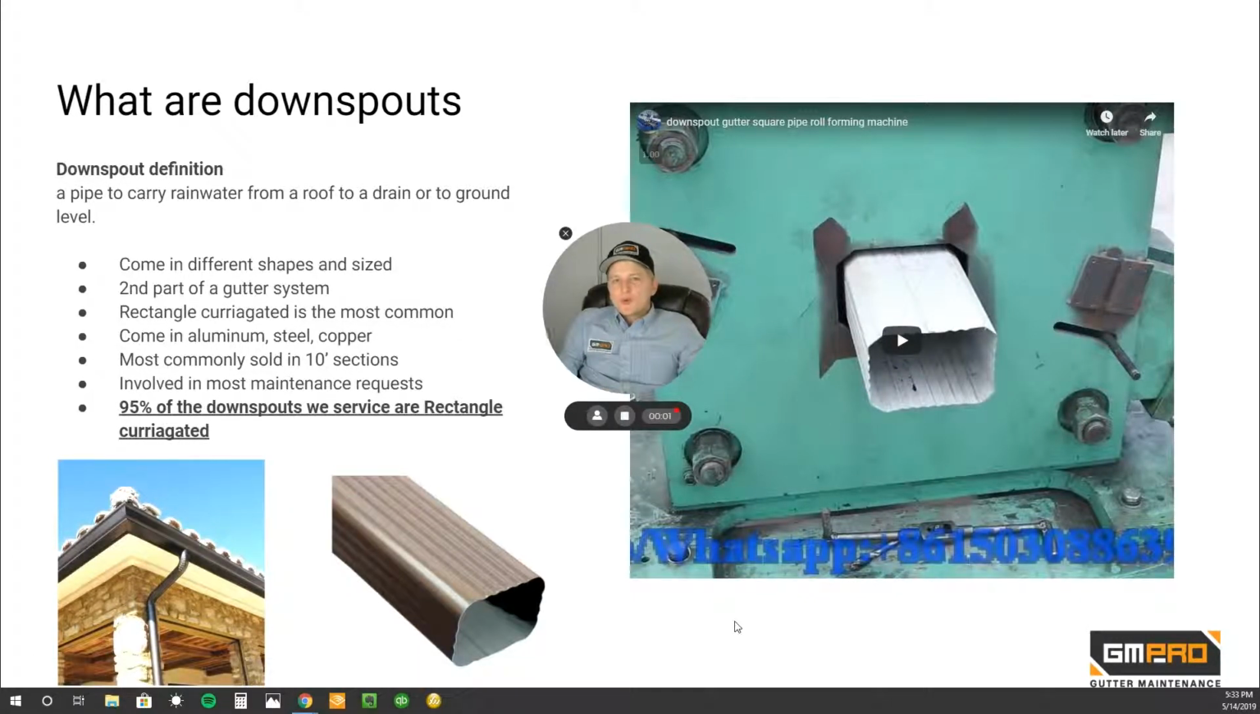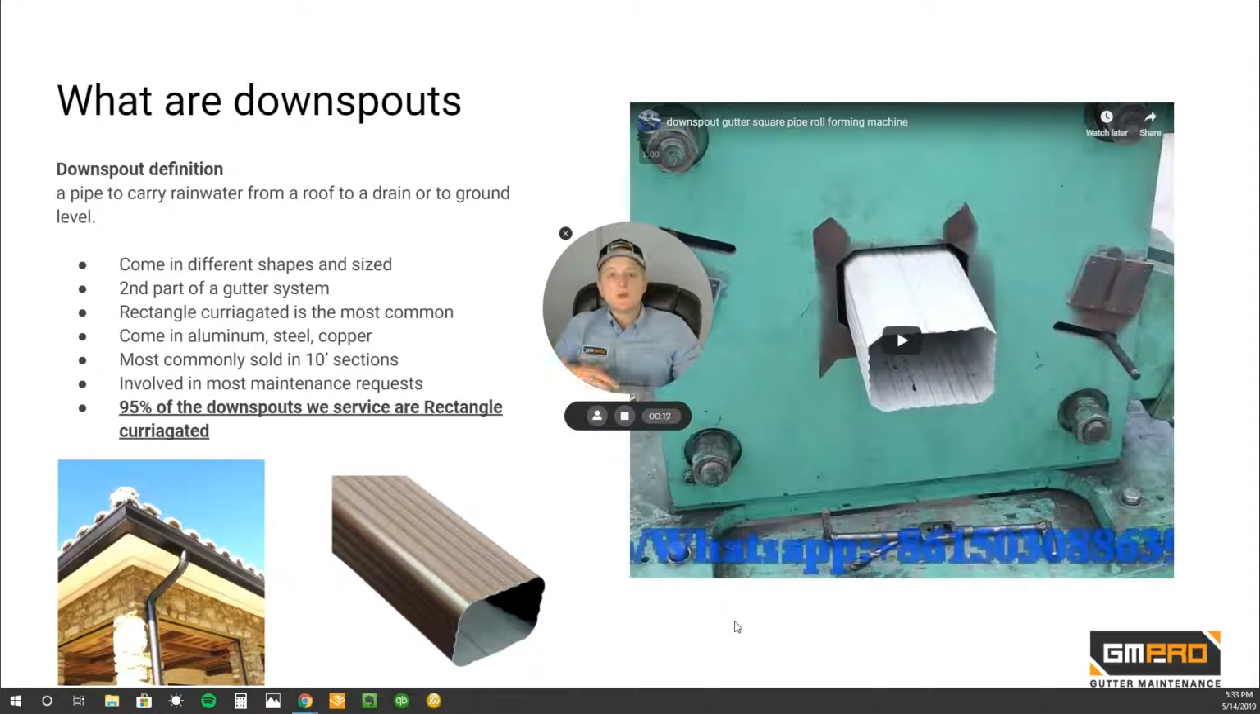Hey, in this video, we're going to go over downspouts. Let's talk about downspouts. Now, a gutter system is what it's called. A gutter system is built into two different parts. One is the gutters, and the other one is the downspouts.